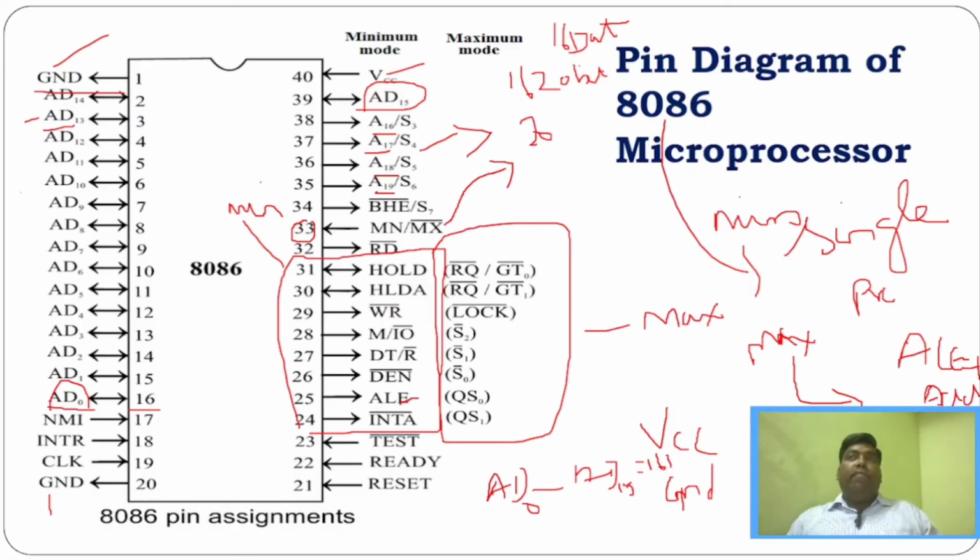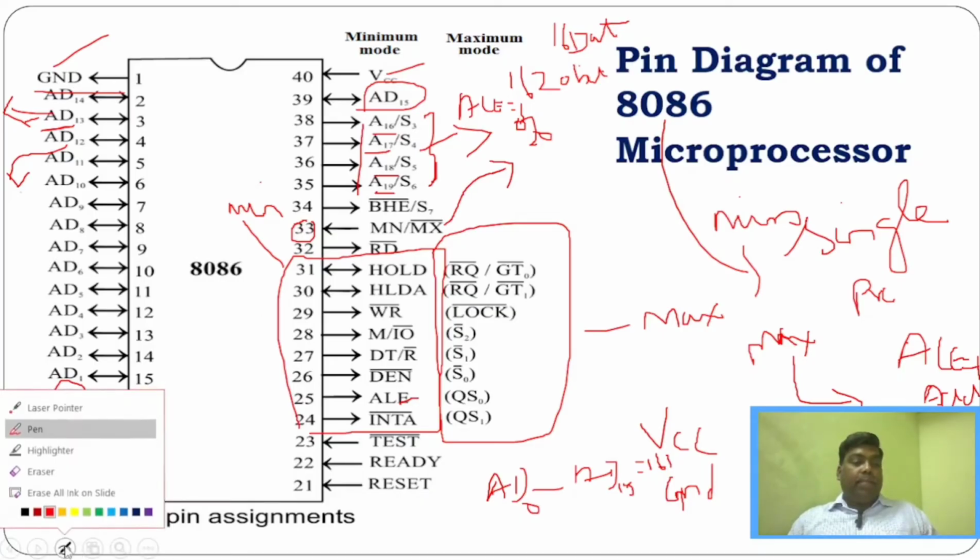Understand very clearly. Whenever ALE is equal to 1, this multiplexed line will be demultiplexed and it will be acting as an address line. If ALE is equal to 0, it will be acting as only a data line. Similarly, coming to here, whenever ALE is equal to 1, these 4 pins will act as address lines, and whenever ALE is equal to 0, these pins will act as status lines. I'll clear all these things so that you can understand very clearly.